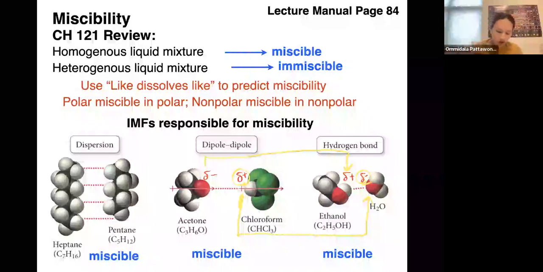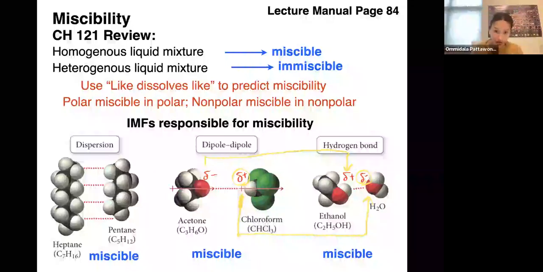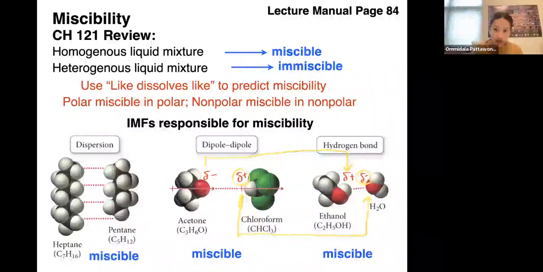However, if you're looking at dispersion, all of these are non-polar, so they do not have partial negative or partial positive charge. Therefore, they are not going to interact with dipole-dipole or hydrogen bonding at all.